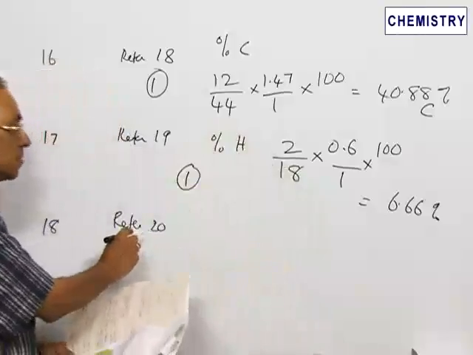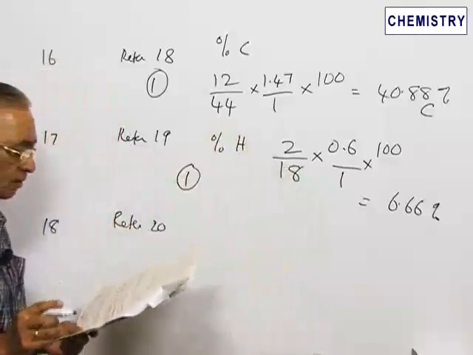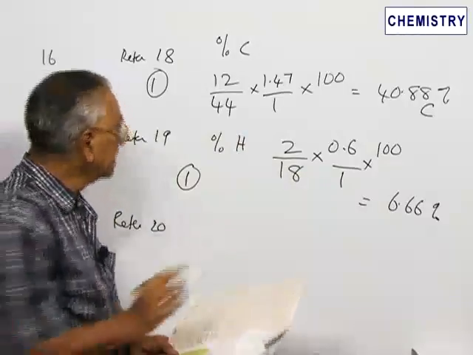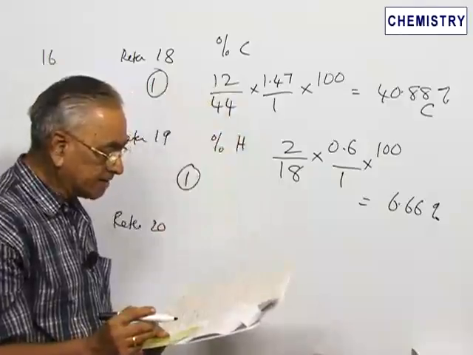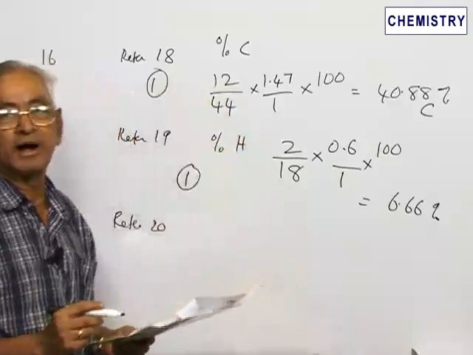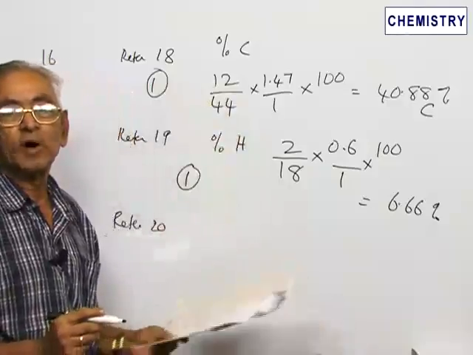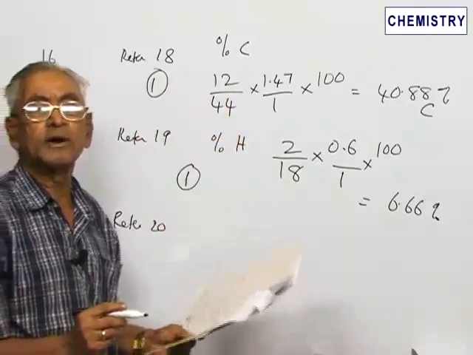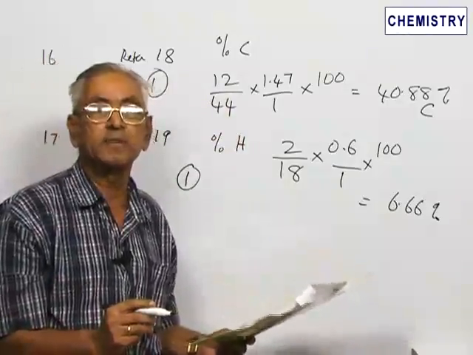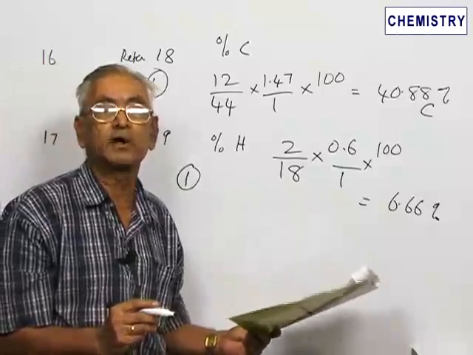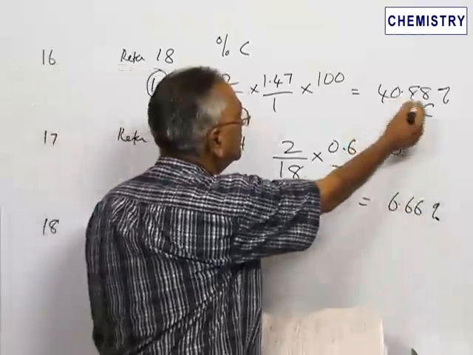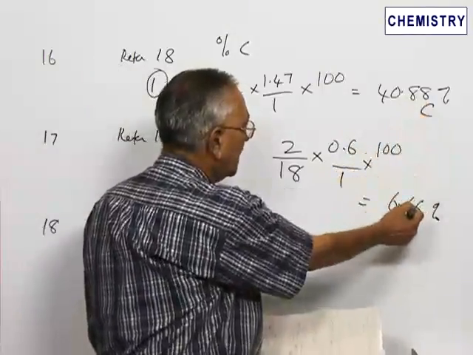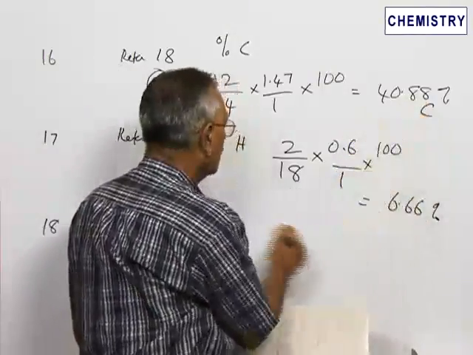Now coming to question number 20. The question says, in the same problem relating to carbon and hydrogen, the percentage of oxygen in the carbohydrate is. Now there is no direct method of finding out or estimating the oxygen present in the compound. What is actually done is, add up the two, that is 40.88 plus 6.66, and subtract it from 100.